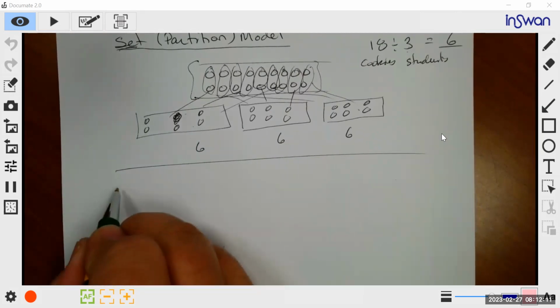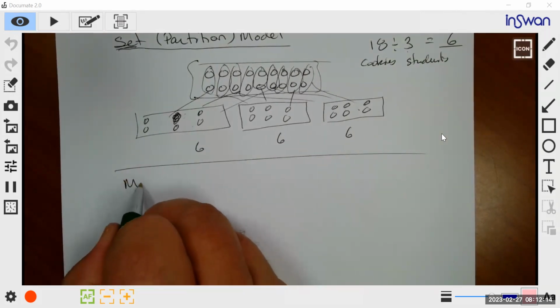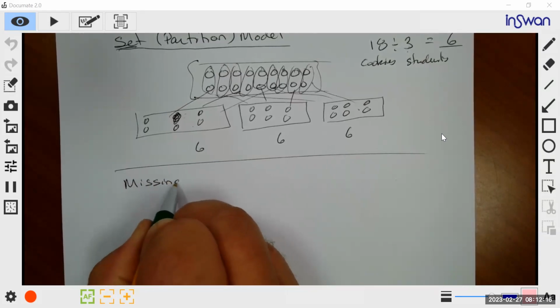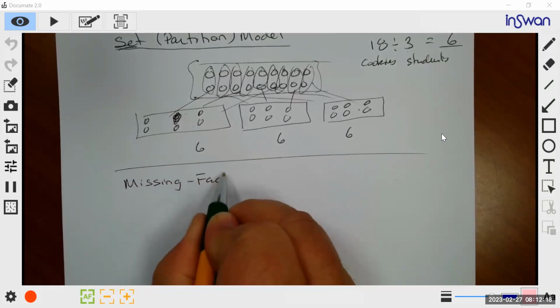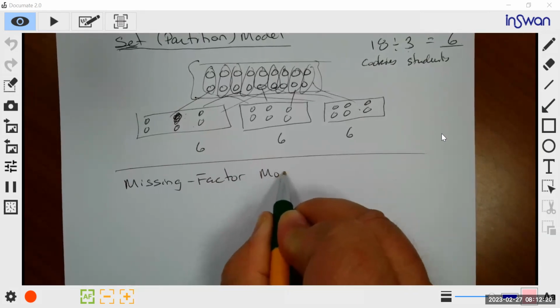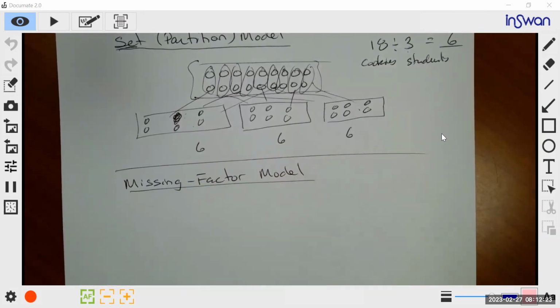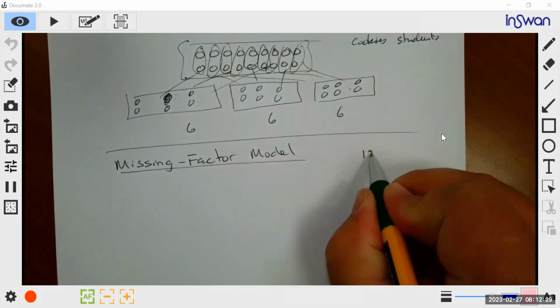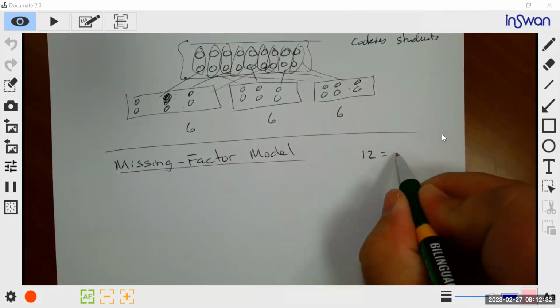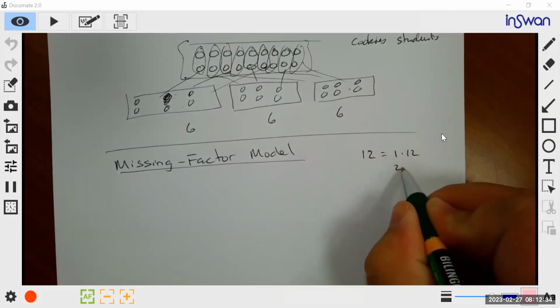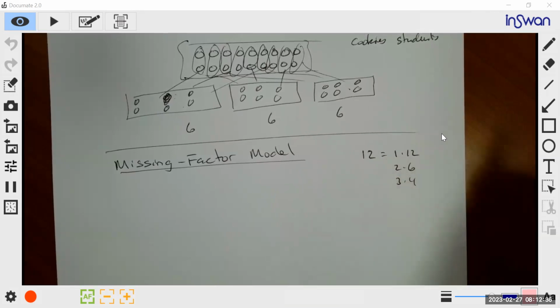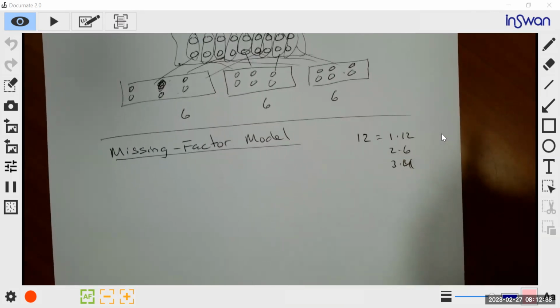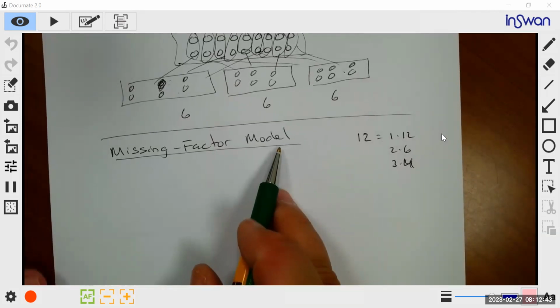The next model, I should say, is called the missing factor model. Remember, factors: for example, if I had the number 12, what are all the possible factors? 1 times 12, 2 times 6, 3 times 4. Those are the factors of a number.